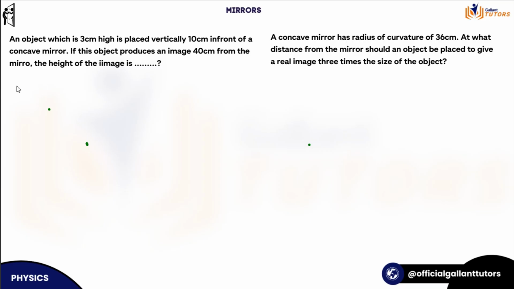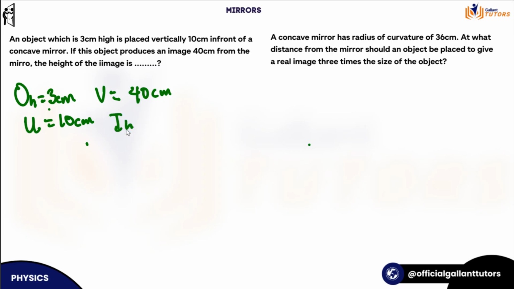Okay, this is straightforward. First of all, write out the parameters. So I have the object height to be 3 centimeter. Okay, it's placed vertically 10 centimeter in front of the concave mirror. So this is like the object distance. Right, the object distance can be denoted as u, which is 10 centimeter. Okay, so if this object produces an image 4 centimeter from the mirror, so which is v, is what? 40 centimeter. So we're now told to find the image height.